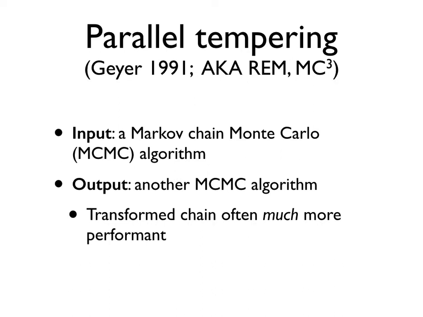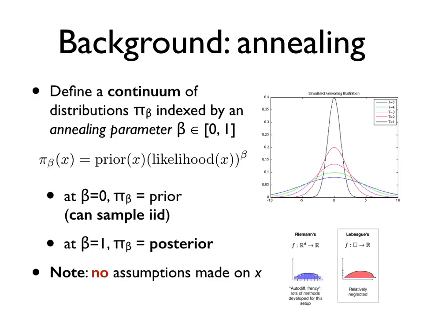So just as a bit of background, parallel tempering is a fairly old idea now. You can think about it as a meta-algorithm, actually, which takes as input any MCMC algorithm and outputs another MCMC algorithm, and the transformed MCMC algorithm that's output is often much more performant.